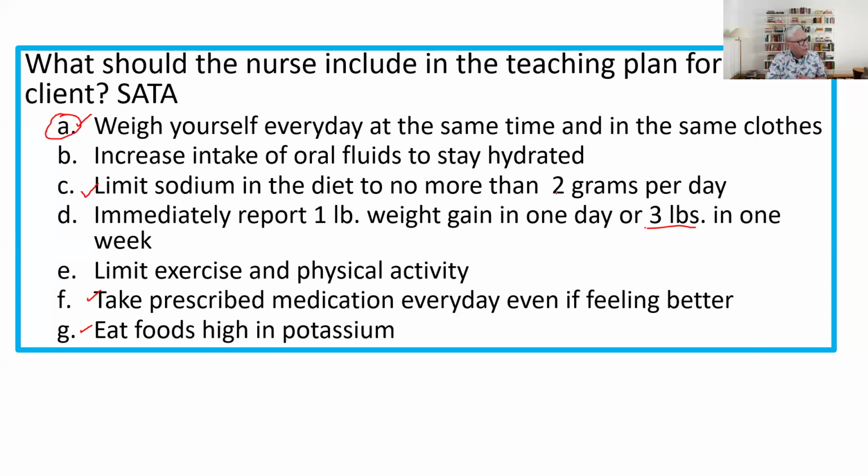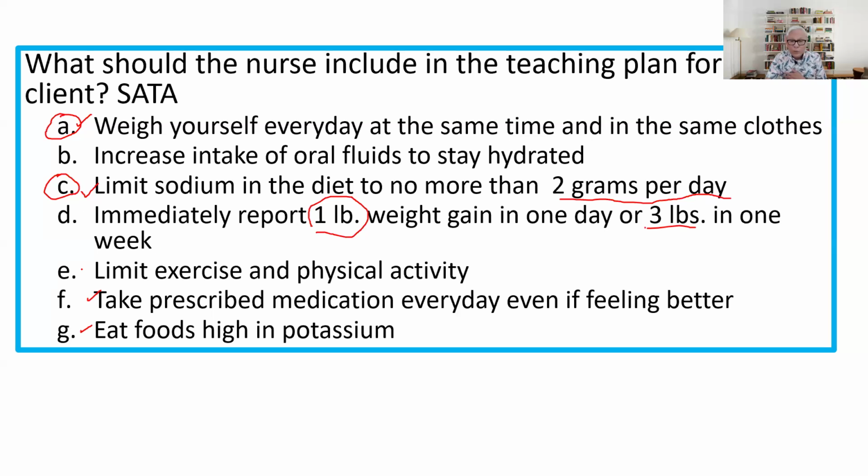Limit sodium in the diet to no more than 2 grams per day. This is a low salt diet, and therefore this is going to be correct as well. Now, reporting weight gains is very important, but the parameter here is faulty because a gain of 1 pound is not significant, but 2 to 3 pounds would be, and a 5-pound weight gain in 1 week is going to be significant as well. In as much as weight gain is an important parameter, they must report it if they have significant weight gains. But this one is not significant.